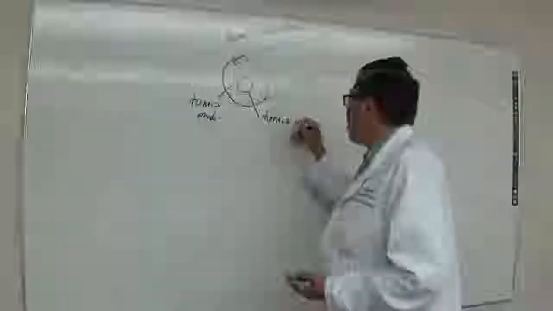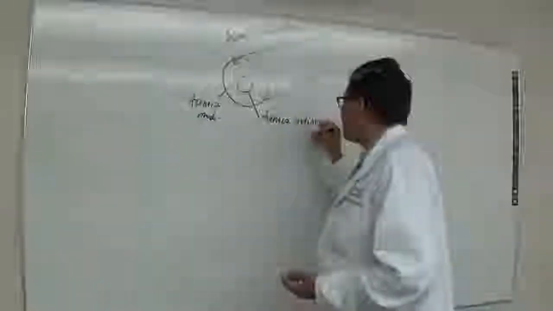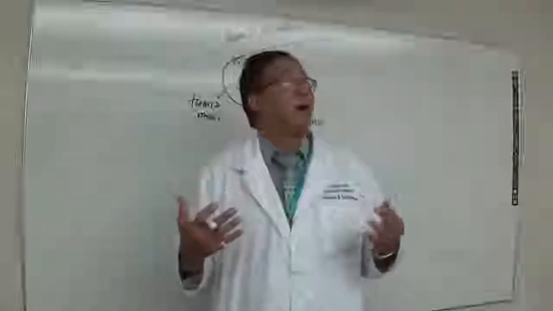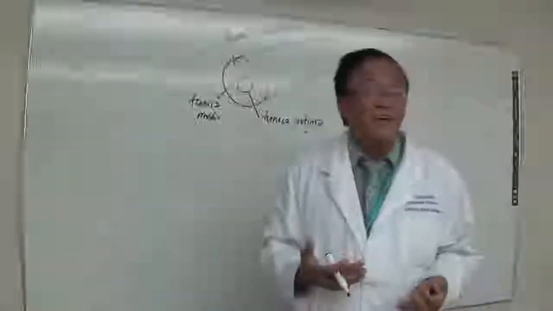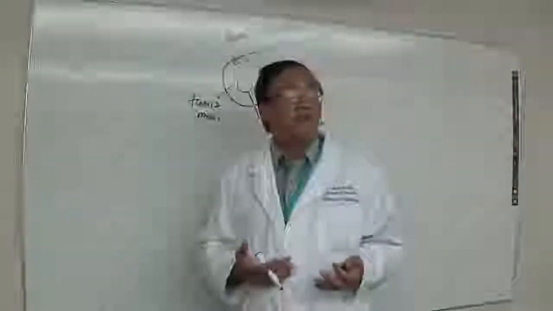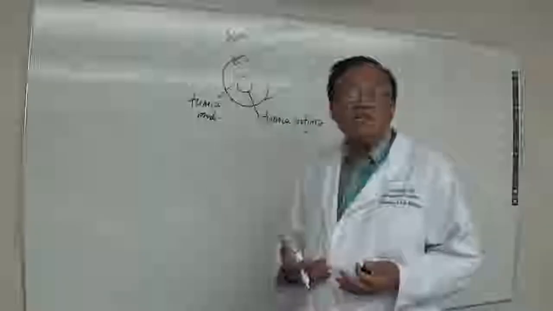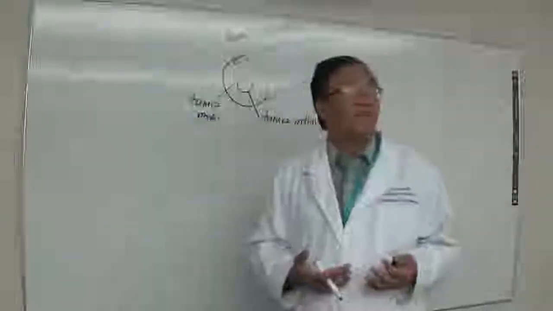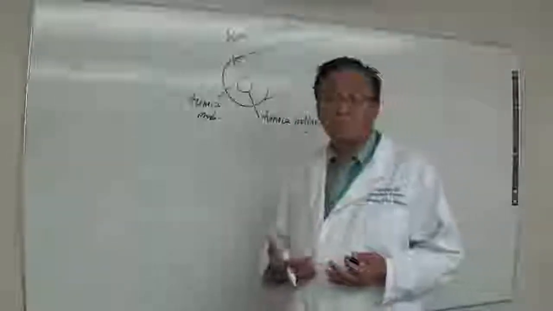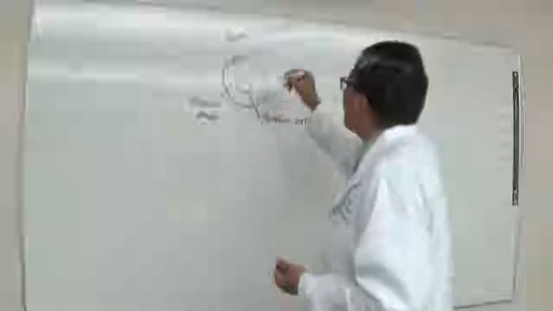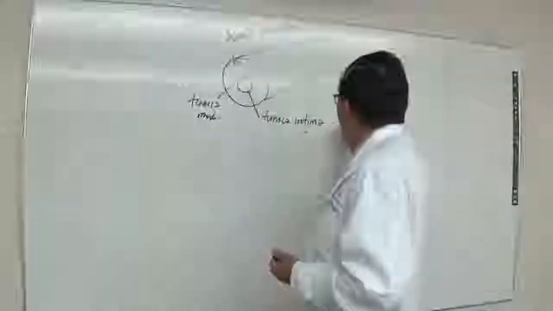Does anybody know what tunica means? What does tunica mean? Of course, layer. Very good. Tunica means layer. Intima is the innermost layer. And what is found in this layer of intima? What do you find there? Very good. It's called the endothelium, right?